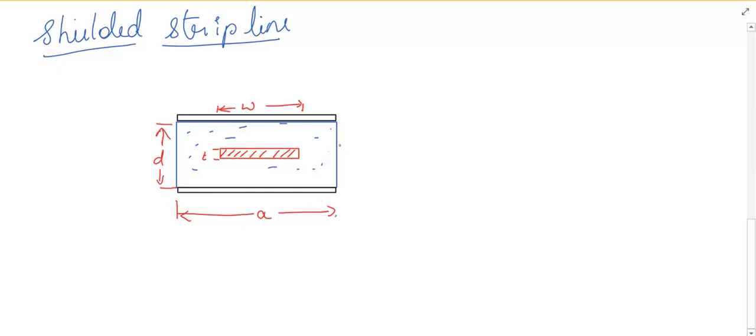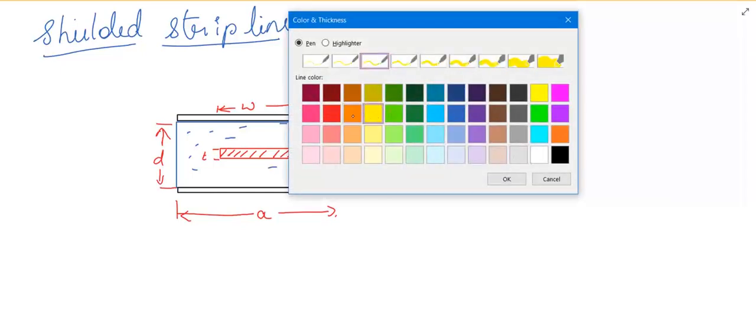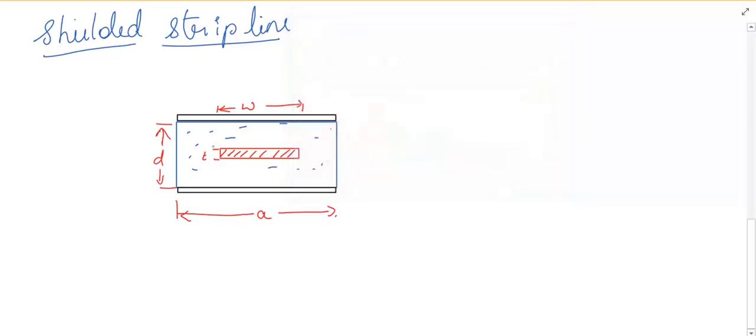Now what about the fields here? Here there is a strip. Because of the strip, there will be a magnetic field as well as an electric field, right? Both types of fields will be present, so we'll show both. This is how the electric fields can be shown, because we know that electric field lines usually start from the positive and end at the negative. If there is no negative, we consider it ends at ground. So this is how the electric field will be.